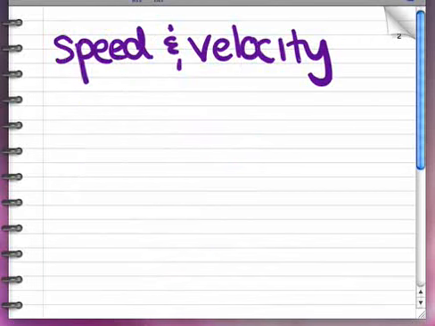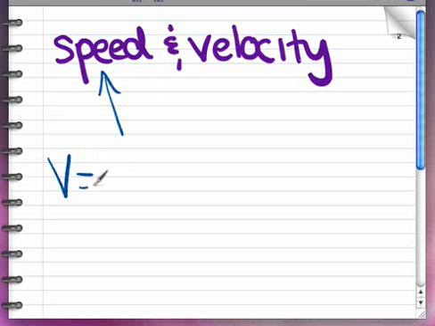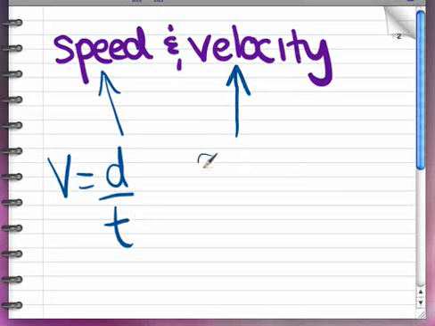First, I want to talk about the difference between speed and velocity. Speed tells you how fast you're going. It's calculated by dividing the distance by the time. For example, speed might be in miles per hour, meters per second, or centimeters per year. Velocity is the same as speed, except velocity also includes direction. So we just say velocity is speed with direction.